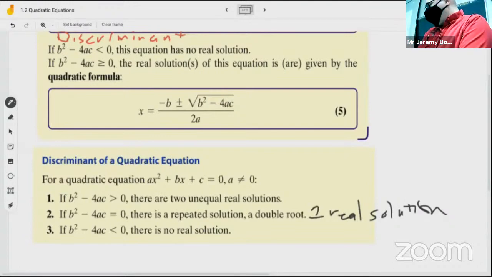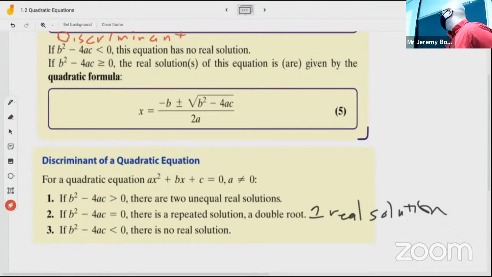And like I was talking about before, if it's less than 0, if it's negative, there is no real solution. Now, the number one mistake people make when they're working with the discriminant is that b squared. Okay? If b is negative, you square it, it's still going to be positive. If b is positive, you square it, it's going to be positive. So that first term is always going to be positive.